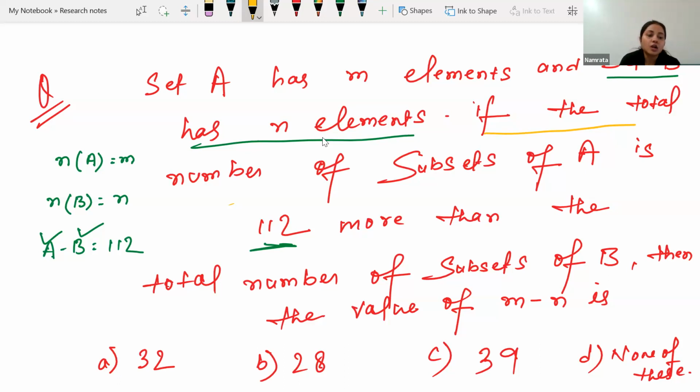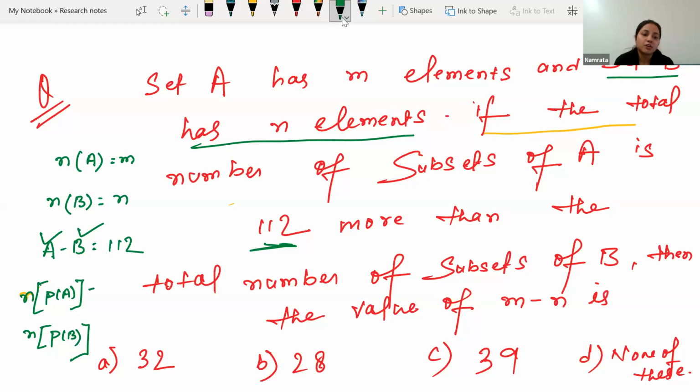So it is talking about the power set, that is n of P(A), and it is also talking about n of P(B). Then we have to frame an equation where it says the total number of subsets of A is 112 more than that of B, like my age is 20 years more than your age. We can frame a very simple equation, but first we need to write the power set.